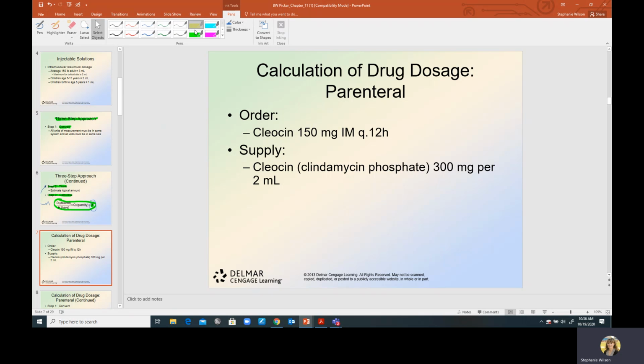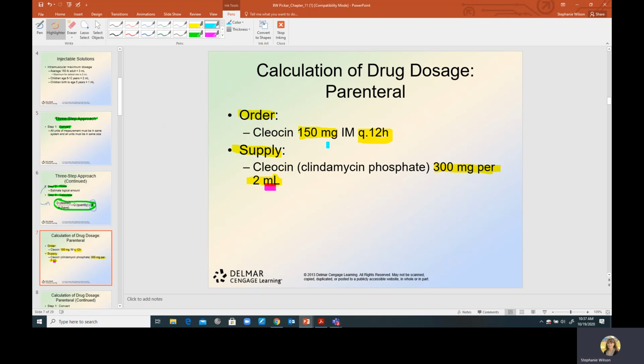So let's take this example here. We have an order of 150 milligrams intramuscular, so it's in our muscle, every 12 hours. We want to know how many milliliters, right? How many milliliters will we administer? Because whenever we're talking about injections, it is usually a liquid form, and it's usually measured in milliliters. Now I say usually, I don't want to get into the science part. Again, we're just going to do math. So we have this supply, and it says 300 milligrams per 2 milliliters, and we're solving for milliliters.